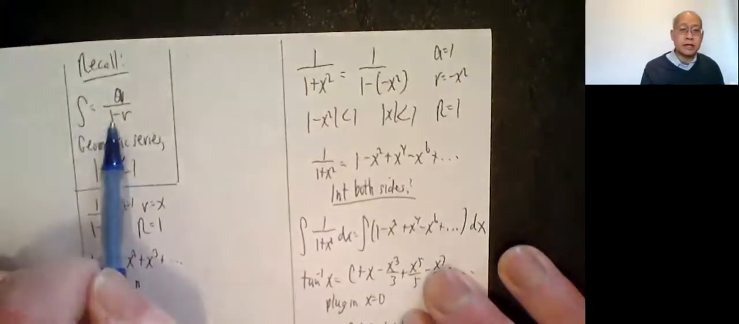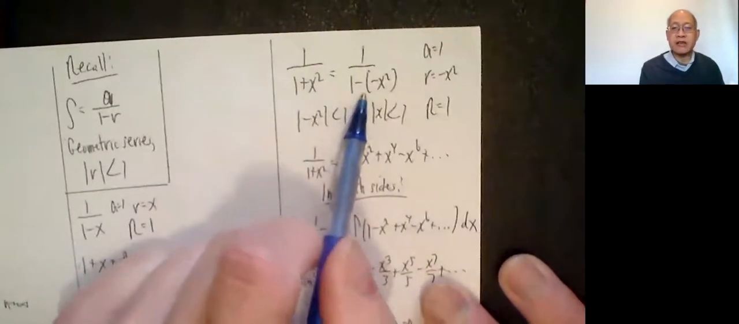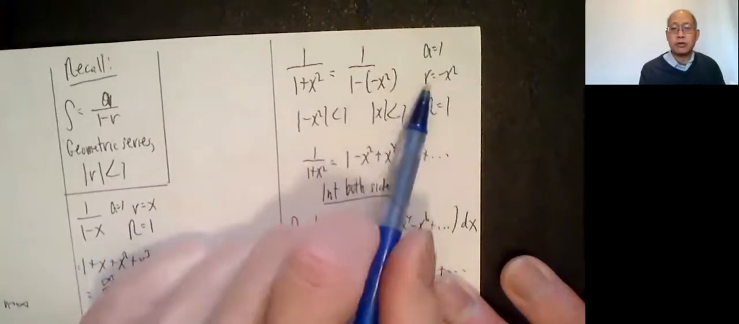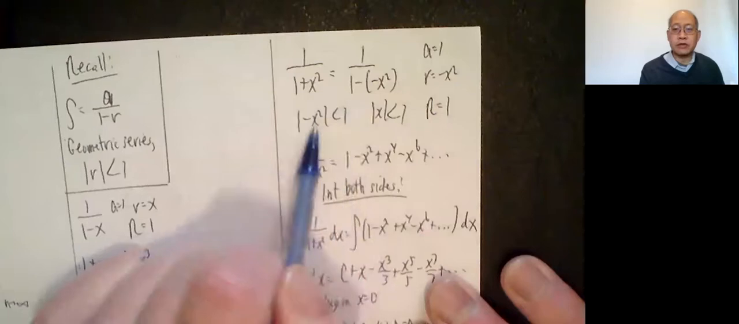And other thing I showed you in class, 1 over 1 plus x squared. Okay, you want to make it look like this. So 1 over 1 minus a negative x squared. So a is 1, common ratio of negative x squared. Okay, this will converge if absolute value of negative x squared is less than 1.